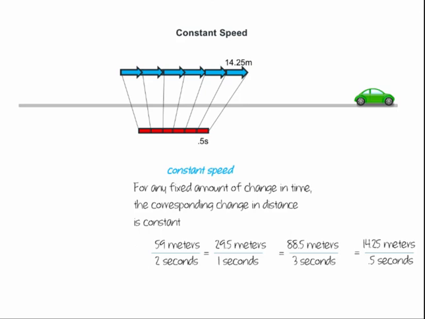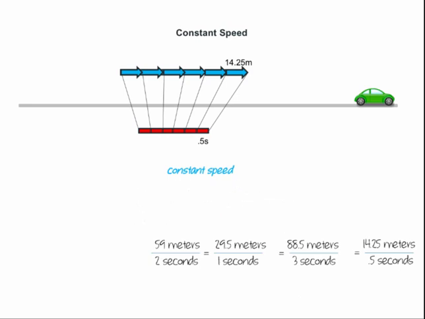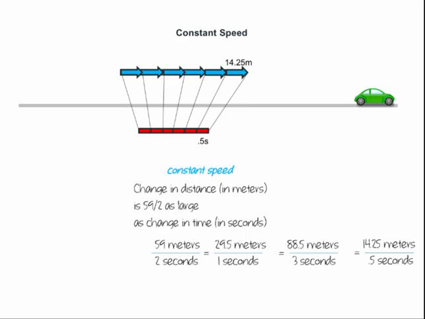So in this case, another way to describe what it means to have a constant speed of 59 meters per 2 seconds is that the car's change in distance in meters is always 59 halves as large as the corresponding change in time in seconds.